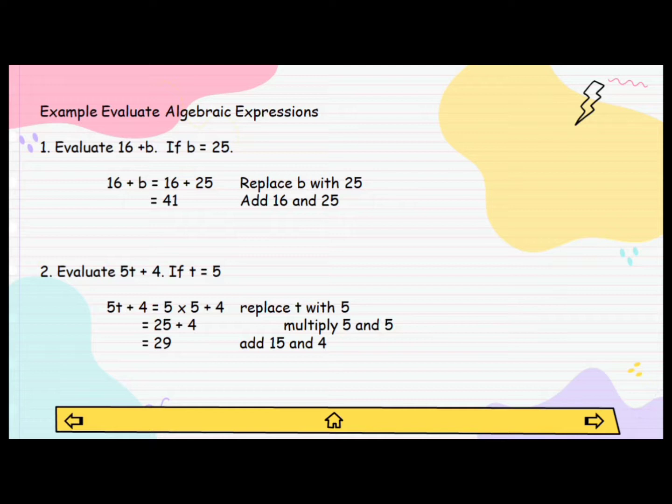For example, number 2, evaluate 5t plus 4 if t equals 5. Here, replace t with 5 and then multiply 5 and 5, and the last, add 15 and 4. So the value is 29.